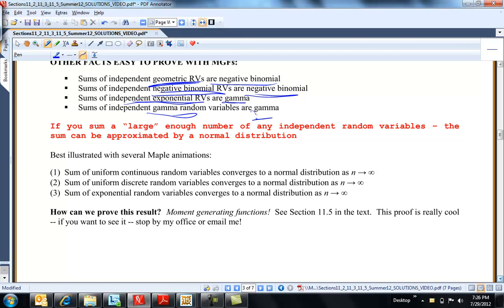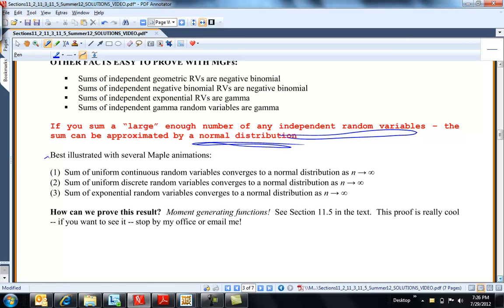We haven't discussed the gamma, and people come up with these through looking at their moment generating functions. And if you sum a large enough number of any independent random variables, you're going to get back to a bell-shaped curve. I have some really nice videos showing that. I think I'll save it for the next video because I'm still waiting on this exponential one. I've been having it run for about an hour or two now to find the sum of 10 exponentials.